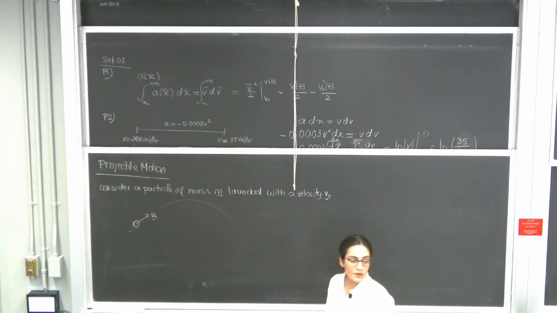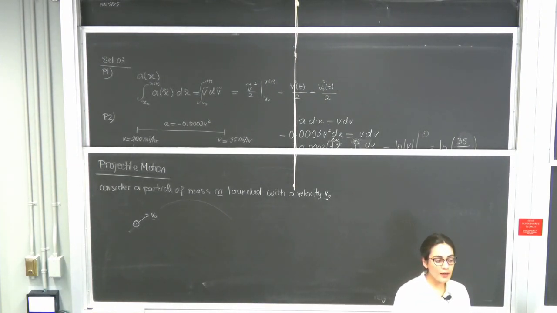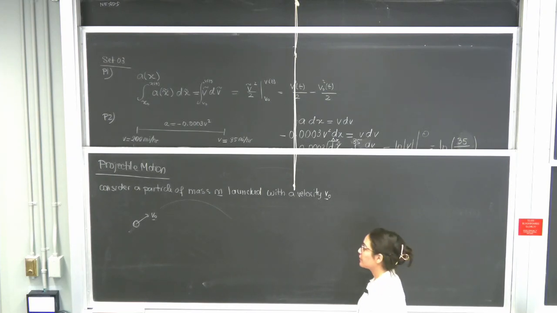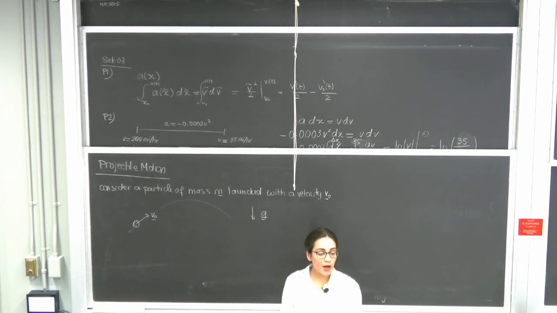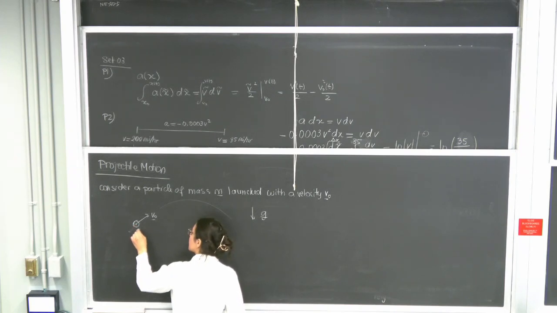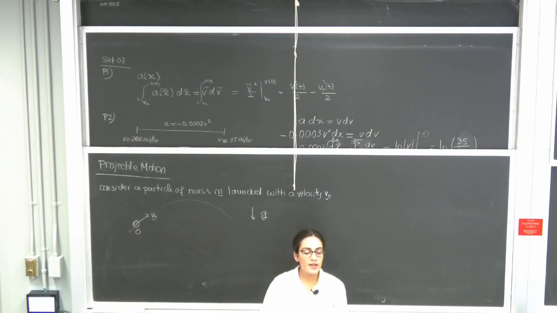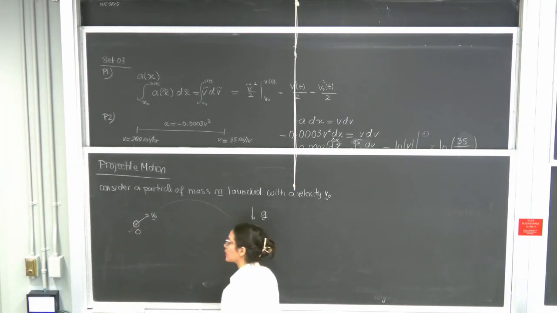Okay, so we're going to consider a simple projectile, a particle of mass m, and that projectile is launched with an initial velocity v0. And we have gravity pointing downwards. I'm going to add an origin. I'm going to take O to be the origin at the initial location of the mass m where it's launched.